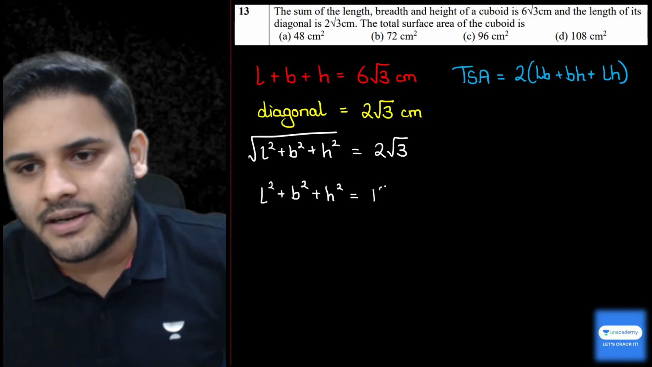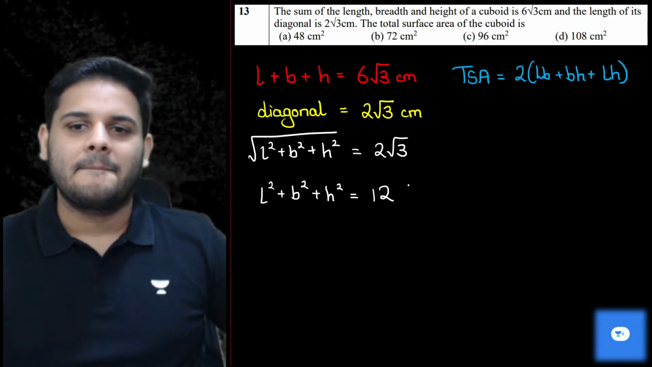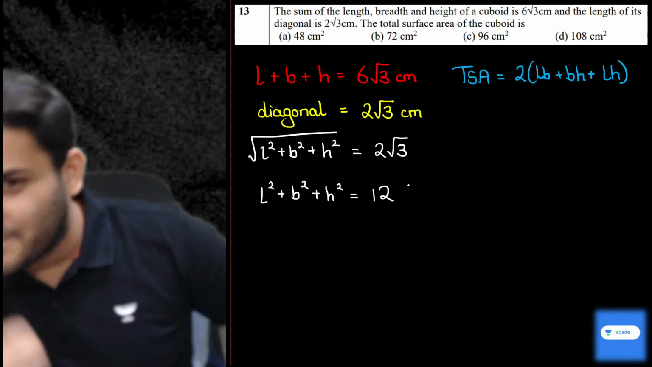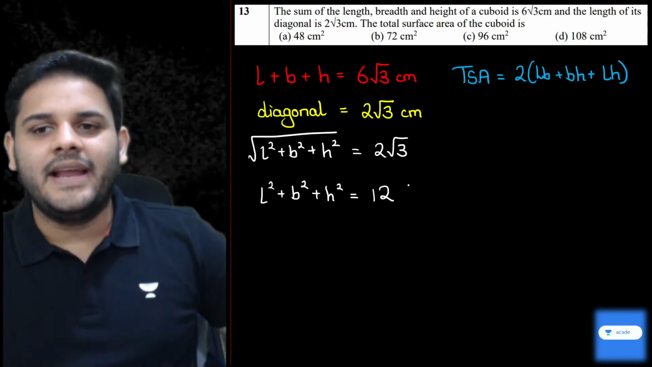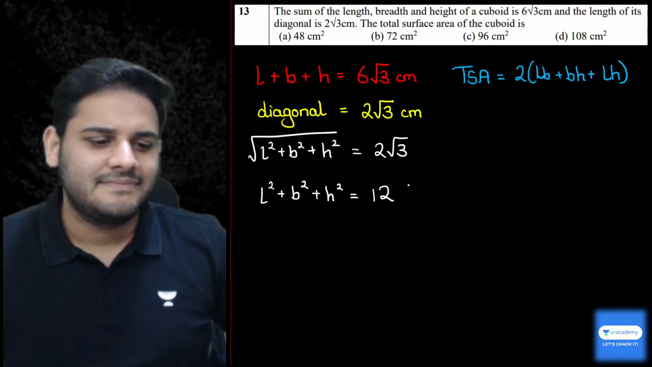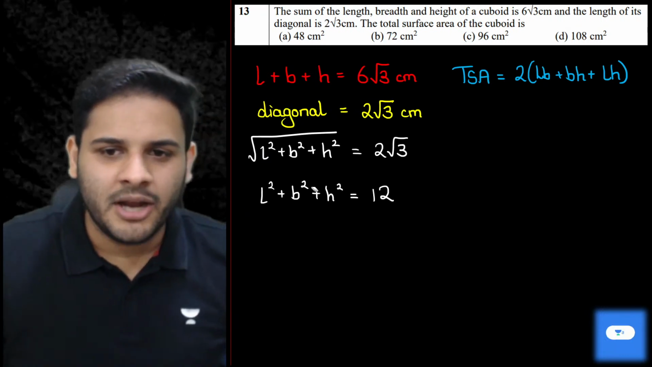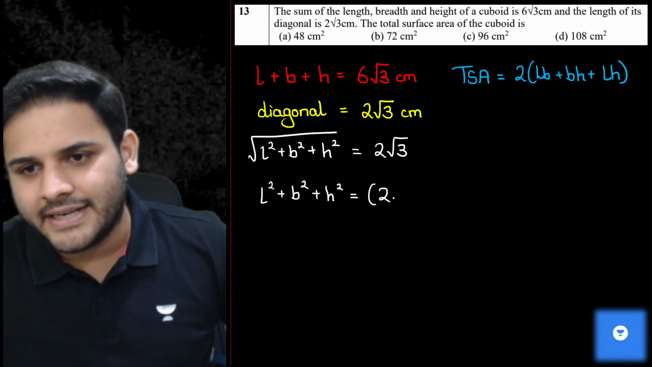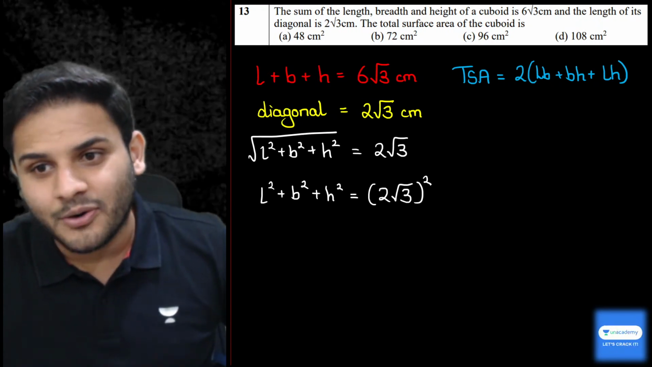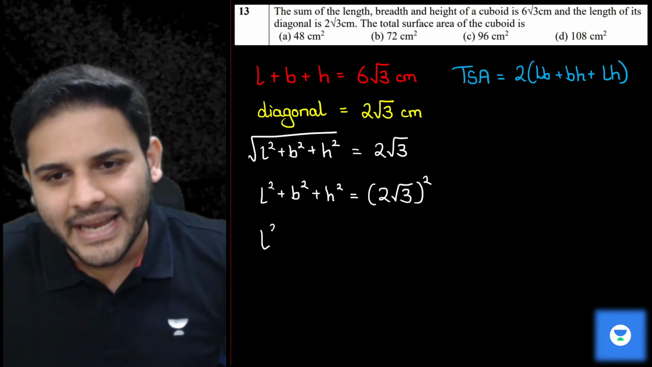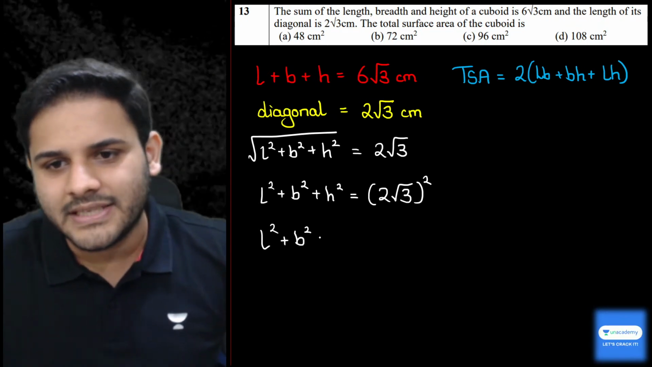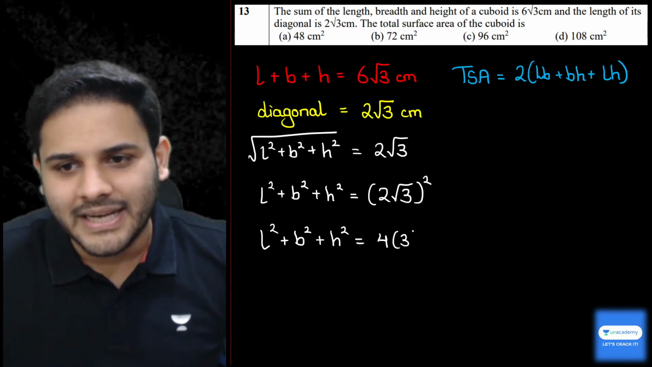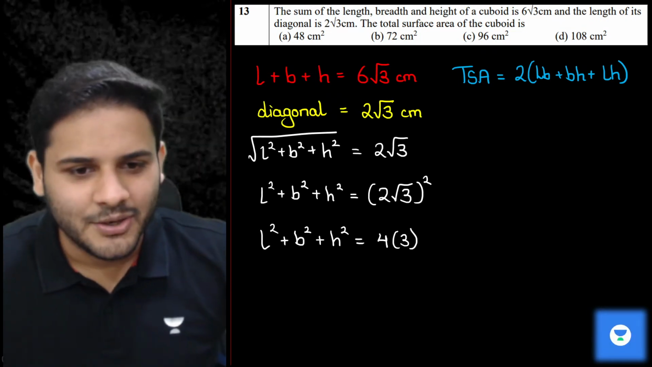के बदले can I write 12 here? I don't think so. Come on, quickly tell me what will come on the right hand side. 2 root 3 the whole square. And now can I write L square plus B square plus H square is equal to 4 multiplied by 3, which is nothing but 12 units.